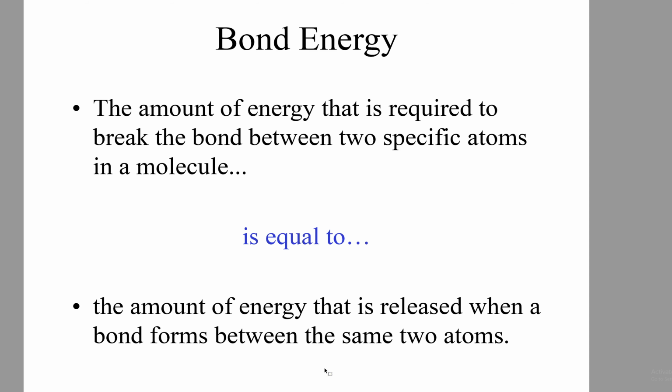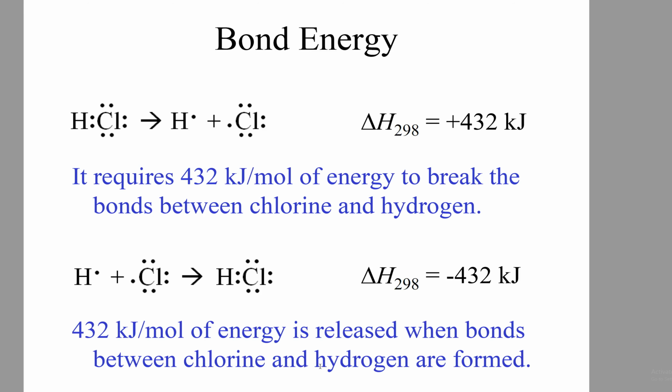So if I want to break a bond, I have to put energy in, and the same energy will be released when I form a bond, and I can actually calculate that using a numerical value. So if I take a look at something like HCl as an example, if I want to break the bond between H and Cl, it's going to require positive 432 kilojoules to break it between hydrogen and chlorine.